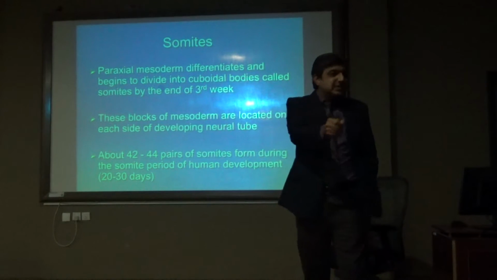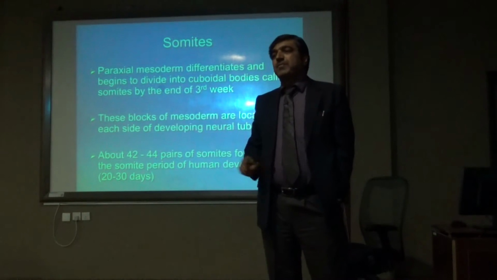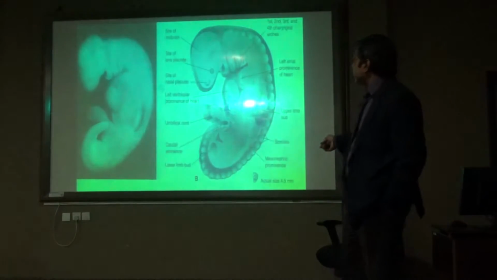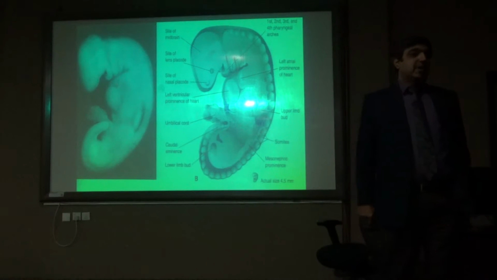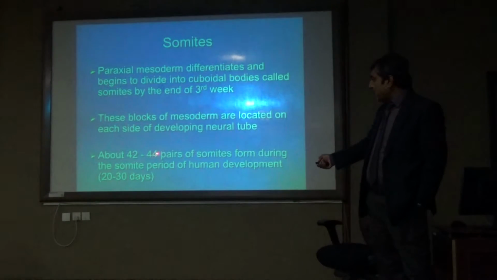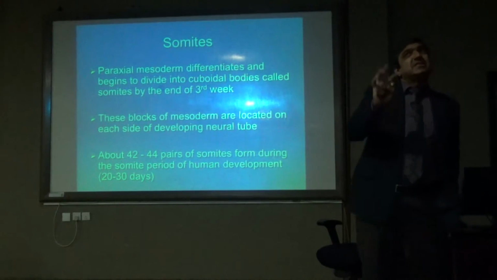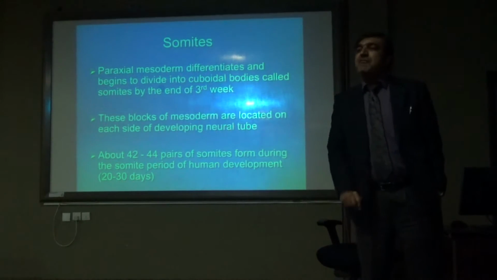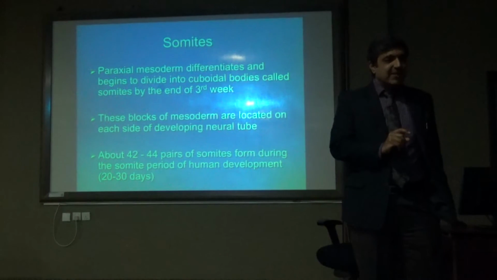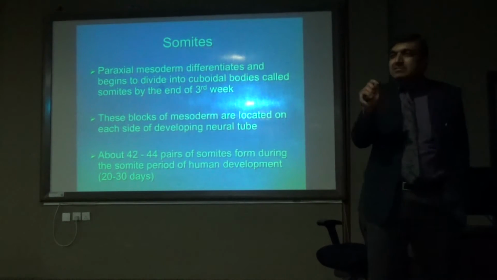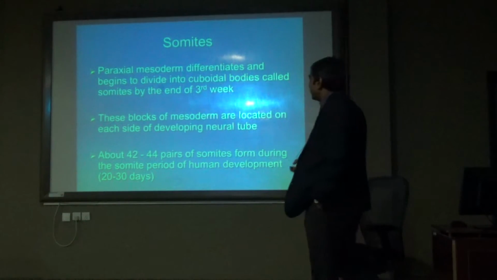These somites can be seen by ultrasound. So in the initial stage of development, by counting these blocks, we can tell the age of the embryo. For example, in this slide, 42 to 44 pairs is between 20 to 30 days. If we see 40 pairs, this is around 20 days. If we see 35 pairs, this is approximately 18 days. If there are 25 pairs, it is 14 days. So this can be known by the number of the somites.